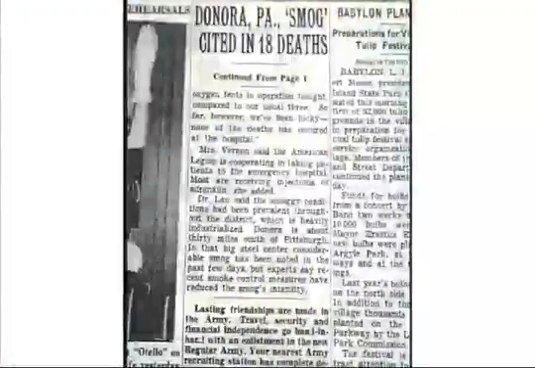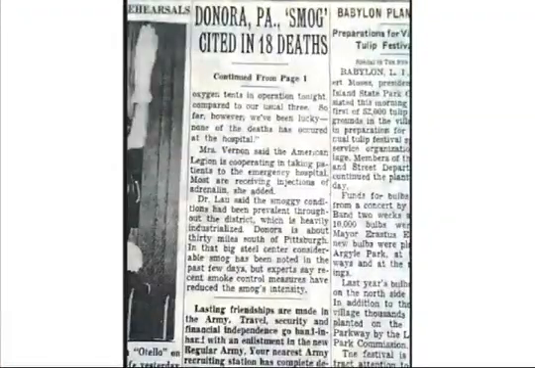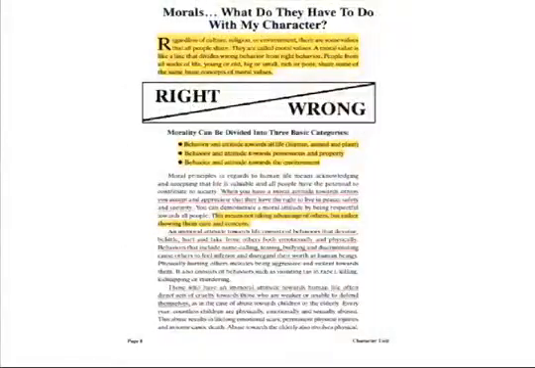In fact, let's show the next slide there. Okay, this one is a little bit out of order, but that's actually an old newspaper clipping showing the Donora, Pennsylvania smog cited at 18 deaths. In the book it said 19. I think they landed on about 21 deaths from the smog. It was so bad people couldn't breathe and they ended up in the hospital and died. You can go ahead and go to the next slide. That was just a little retrofit right there.